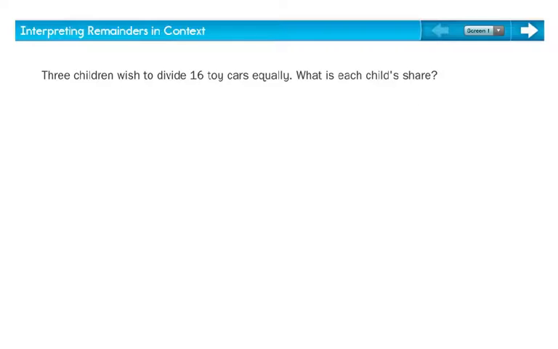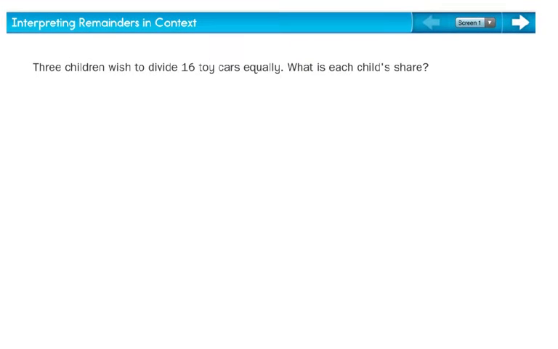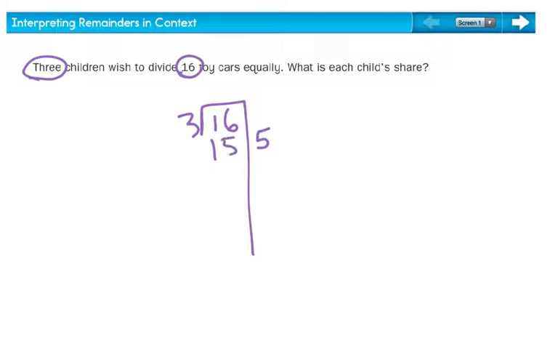That makes sense to divide up food, things that can be easily cut or broken into equal parts. Let's take a look at this problem though. 3 children want to divide 16 toy cars equally. What is each child's share? Well, they make these problems pretty easy. How many 3s are there in 16? Well, there would be 5. 3 times 5 is 15. And how many cars remain? Well, the answer is 5 remainder 1.